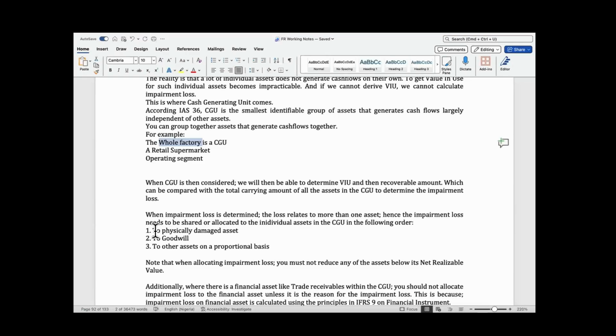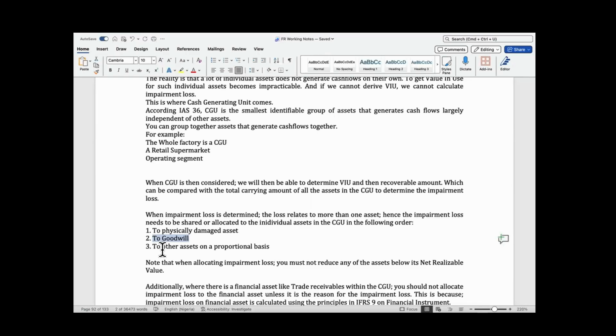And IAS 36 specifies this order. It says first, you allocate to physically damaged assets, then to goodwill, then to other assets on a pro rata basis. And this order is strictly important that we have to adhere to it in all our solutions, in all our explanations. They want you to adhere to this order.